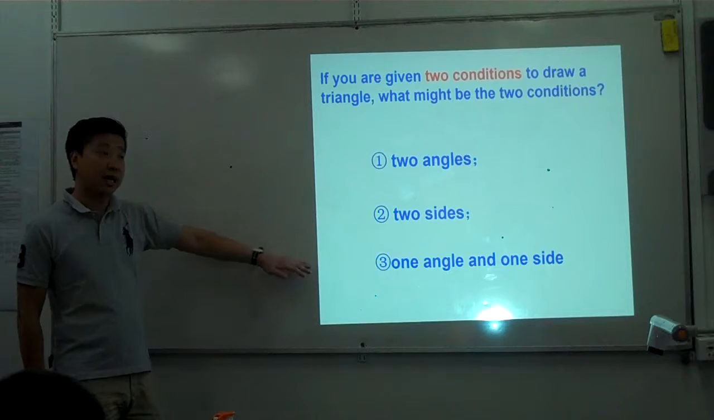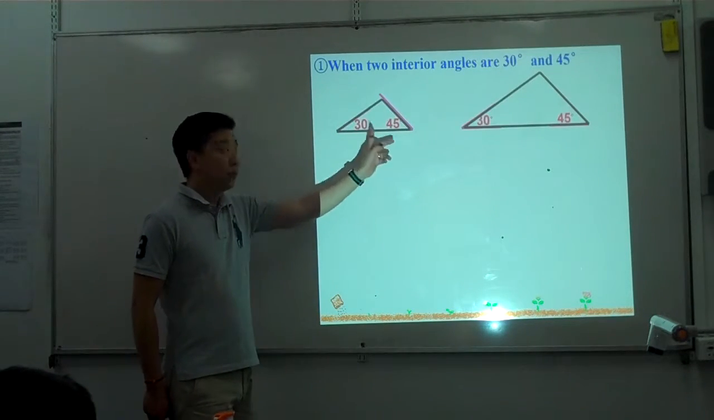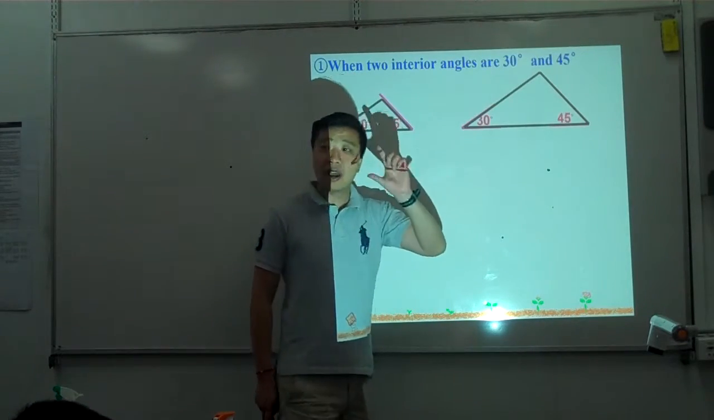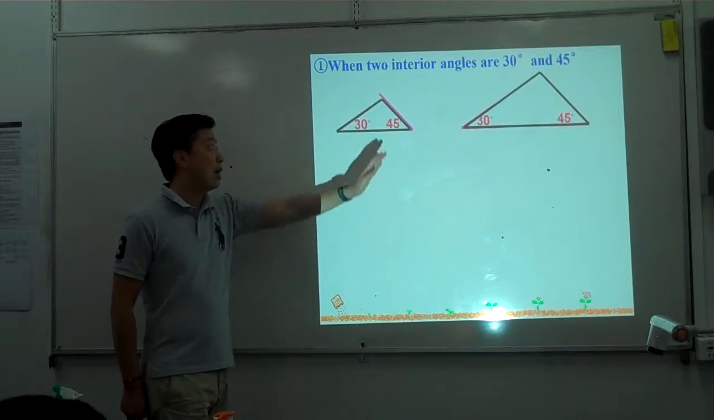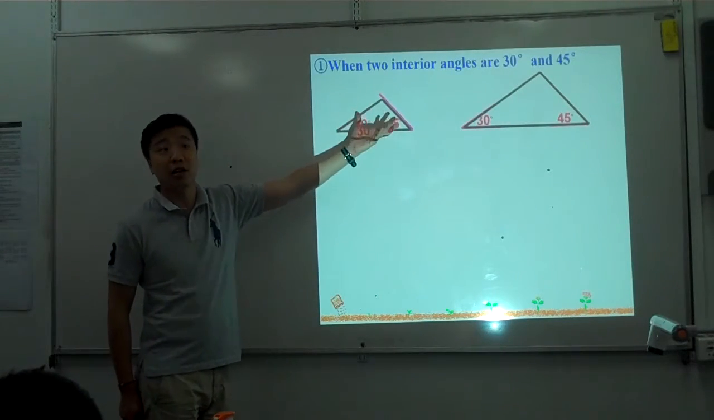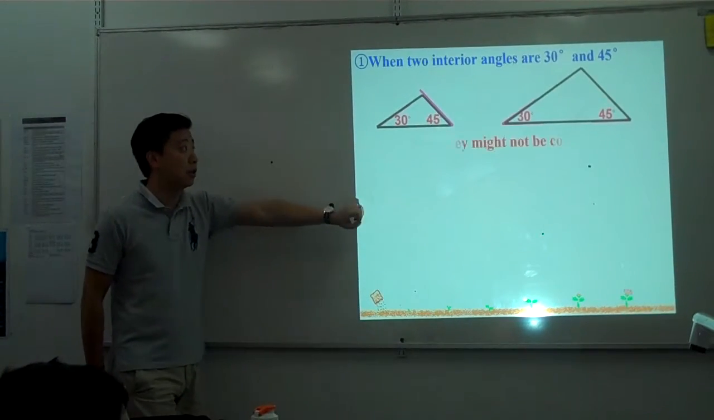And we did some testing. For these two, we can see one angle is 30, one is 45, and the other one is also 30 and 45. You have 2 angles the same, and you cannot prove they are congruent. Is that correct? They are not congruent. They are similar. We call those similar triangles.